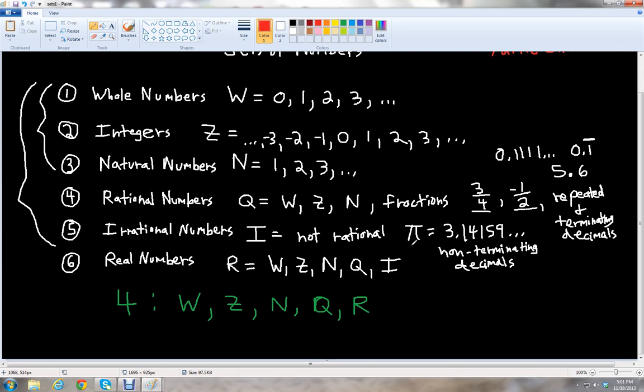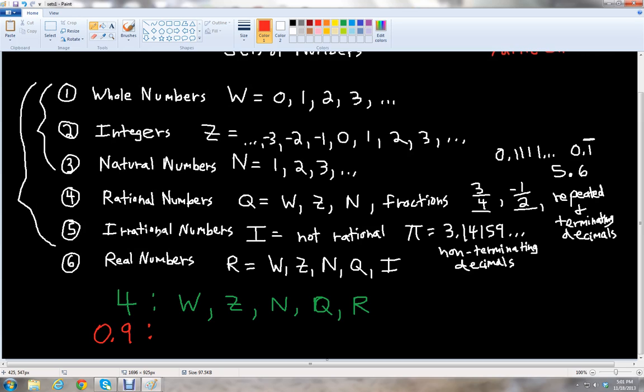Okay, so let's look at another example. Let's say I have 0.9. So we'll go through our sets here. So whole numbers, it can't be a whole number because we have a decimal. And the same reason for integers, if we have a decimal, it's not an integer. And then the same reason for natural numbers, it can't be a natural number because there's a decimal. So notice that the whole numbers, integers, and natural numbers don't have decimal values or fractions.